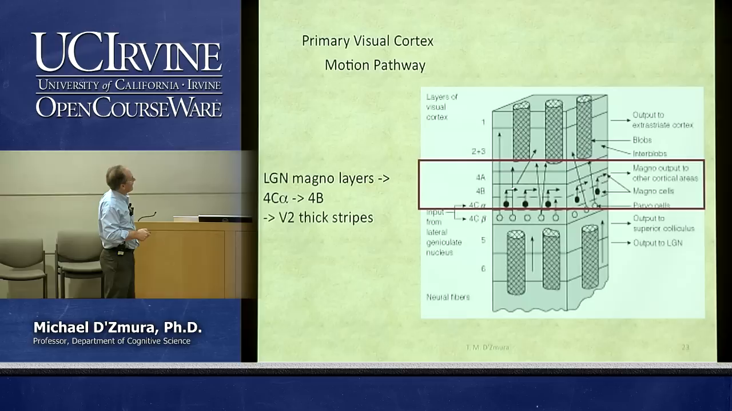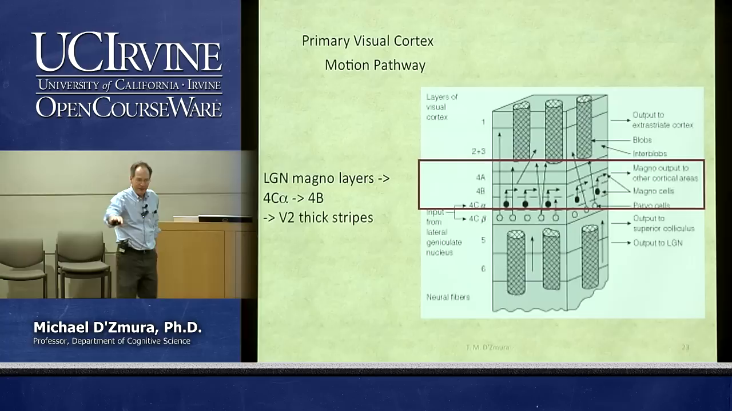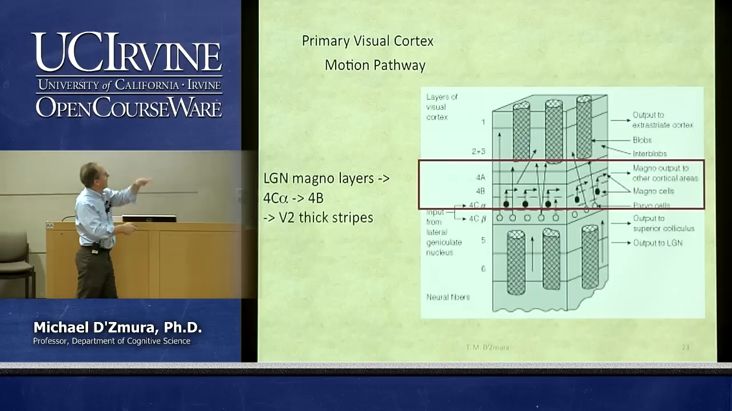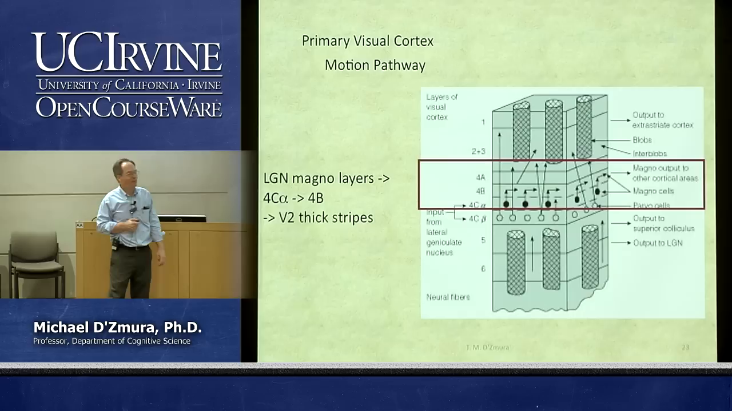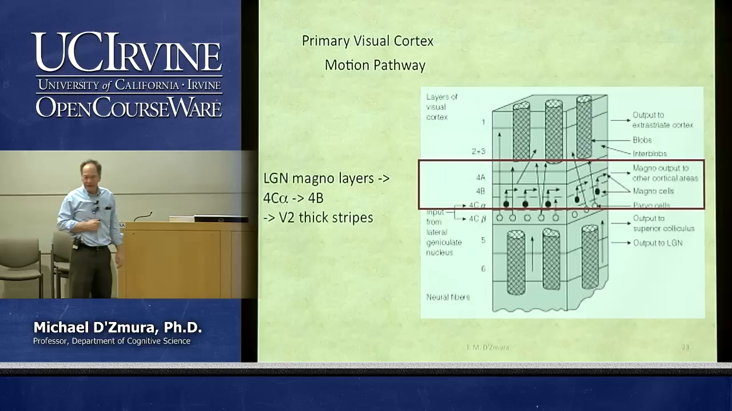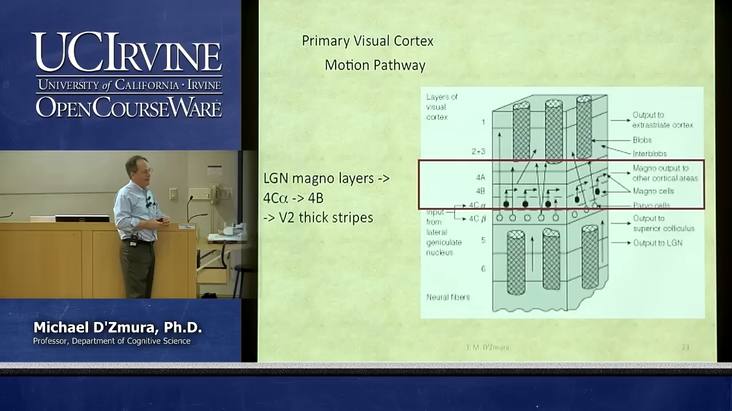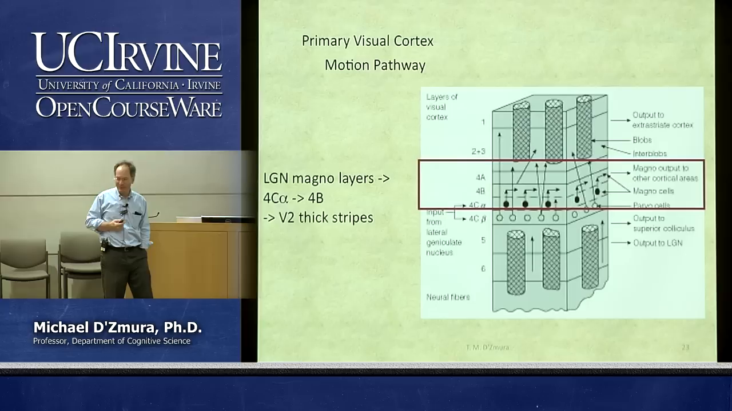So in the retina, we have the magno cells. These project to the magno layers in lateral geniculate nucleus. They project then to 4C alpha neurons. They then go to neurons in 4B, and those neurons in 4B then send their information to V2, which is one of those extrastriate visual areas that we talked about before, and we'll talk about again shortly. It turns out that they send information to what are known as the thick stripes in area V2. And that's it for the magno pathways in primary visual cortex.